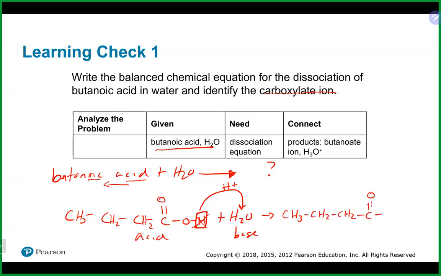And once again, because it did lose an H+, it becomes one more negative. So it was neutral to begin with. So now it'll become -1 in this case. And then obviously we'll get our hydronium ion H3O+ here as it accepts the H+ there from water. Any question on that one there?